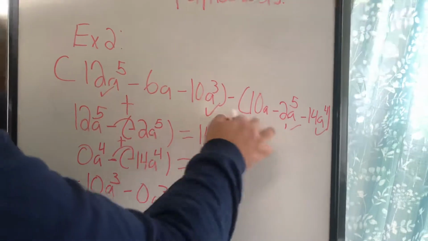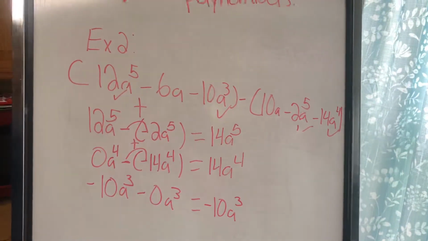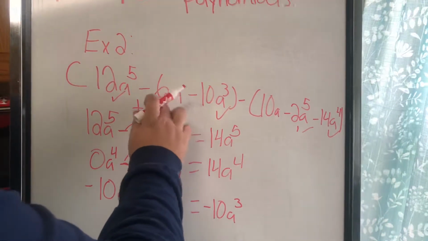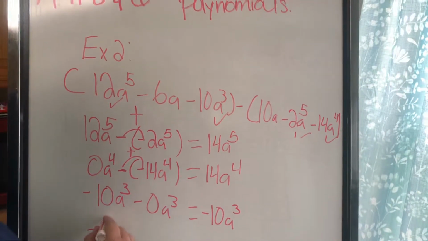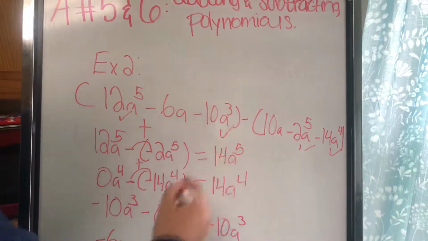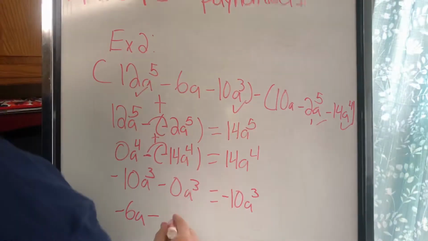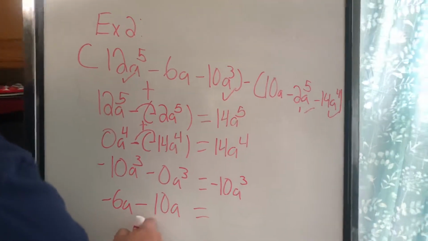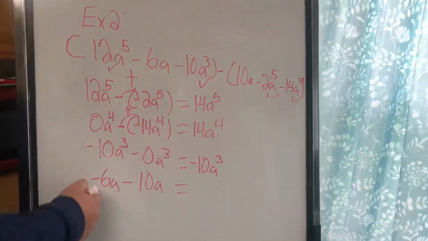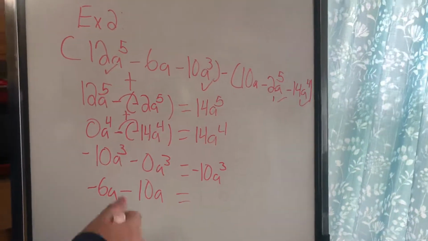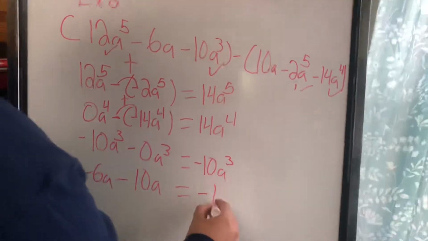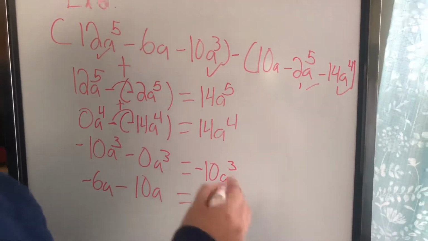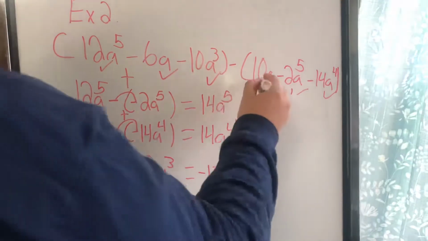Now all we have left are the ones that just have a pure variable, which are going to be on the left side, negative 6a minus 10a. So from there, negative 6 minus 10 is just like saying you're subtracting a negative. So add them, keep the negative sign. So negative 6 minus 10 is negative 16a. This checks out, this checks out.